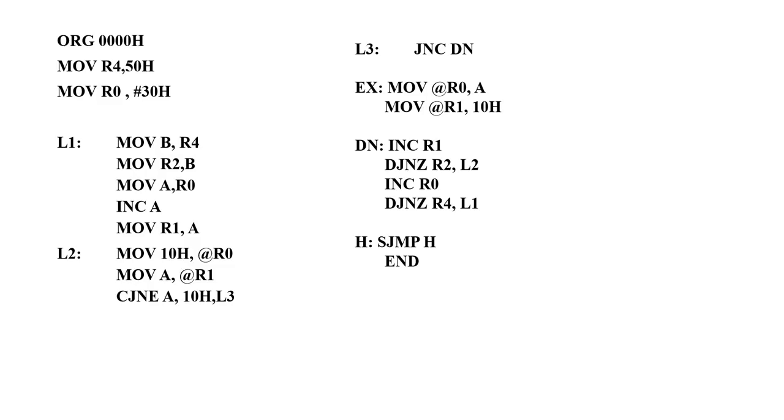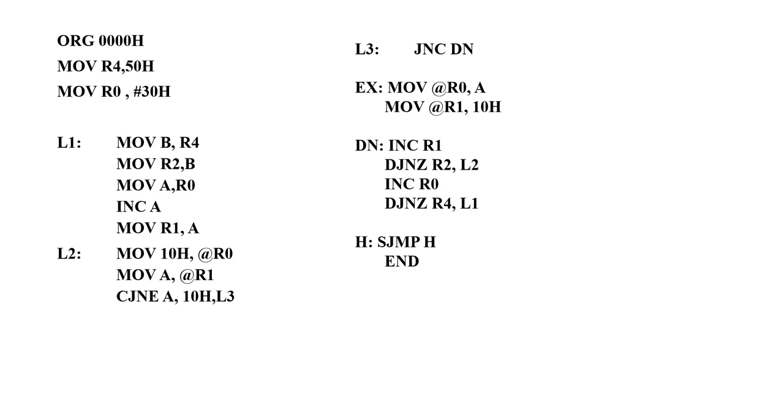Then you have DJNZ label, which is used to move to the next pair in this loop. So here you have INC R1, which moves R1 to the next adjacent pair for comparison. Then DJNZ R2, L2 decrements R2 and loops back to L2 until all the comparisons in the pass are completed. Then you have to proceed to the next pass. So for that you have to INC R0, which moves R0 to the next element to start the next pass.